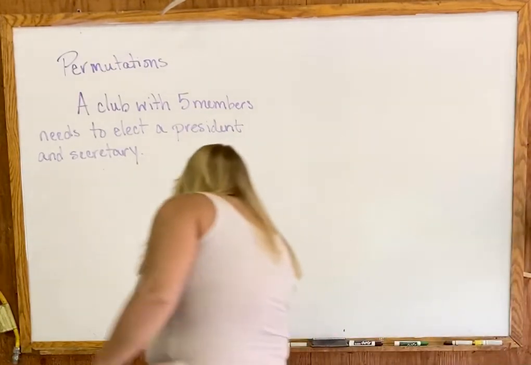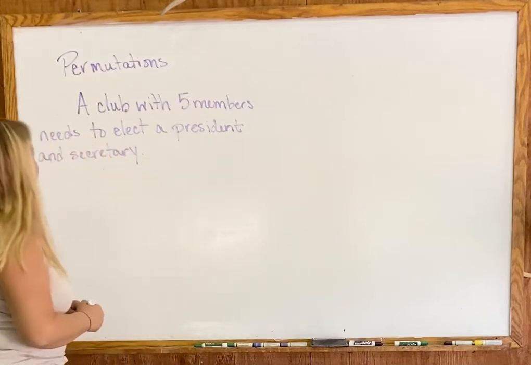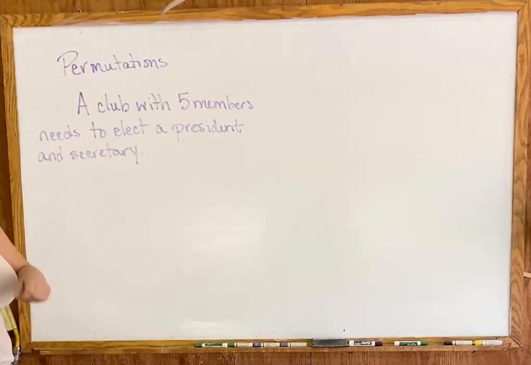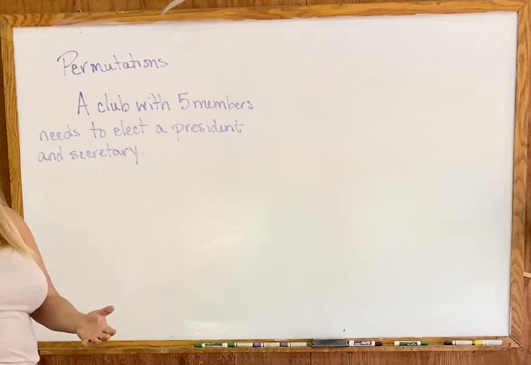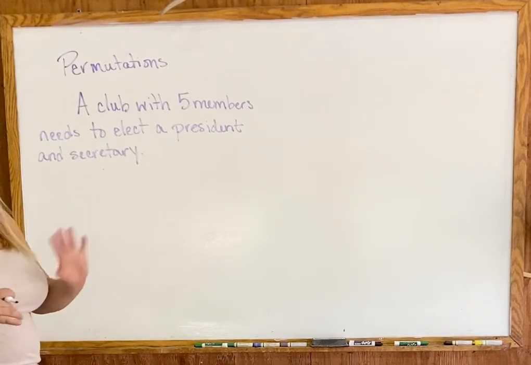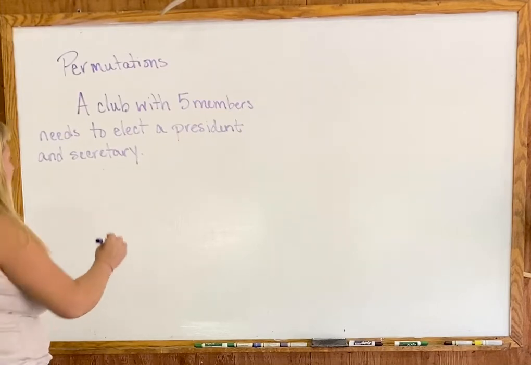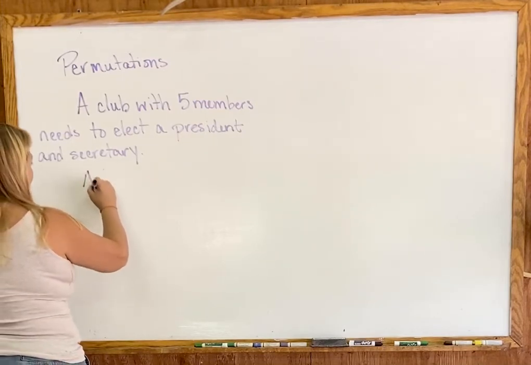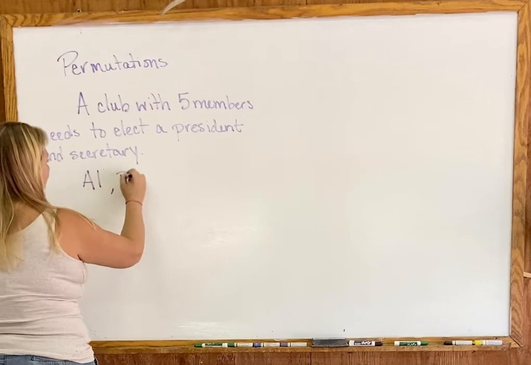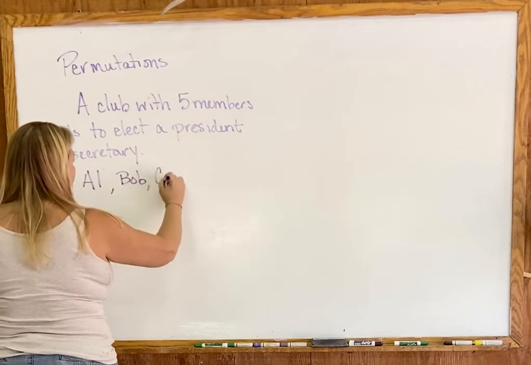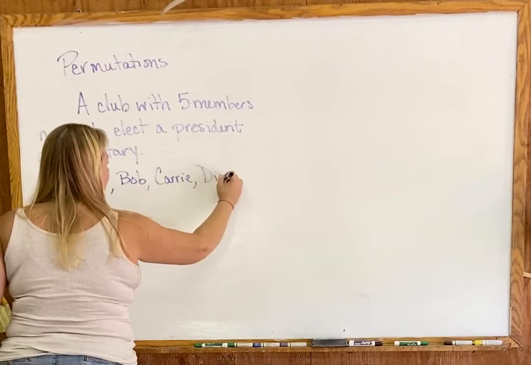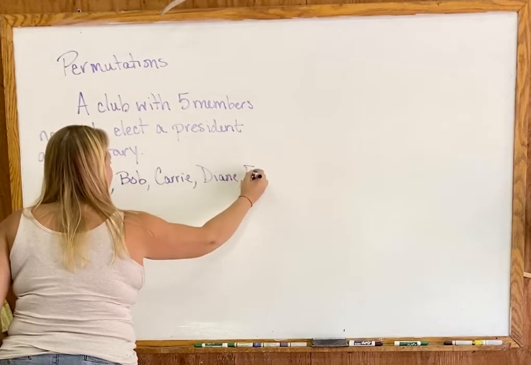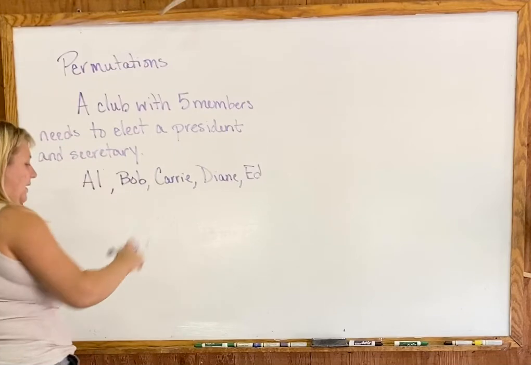Okay, so back to this. All right, so a club with 5 members needs to elect a president and a secretary. Now, I'm actually going to name the 5 members just so that we can see this the first time, but we probably won't ever name them again, okay? So let's say that we have Al, Bob, Carrie, Diane, and Ed. 1, 2, 3, 4, 5, there we go.